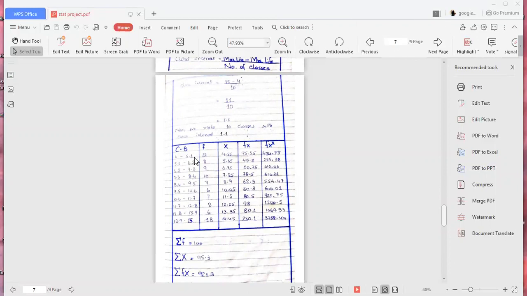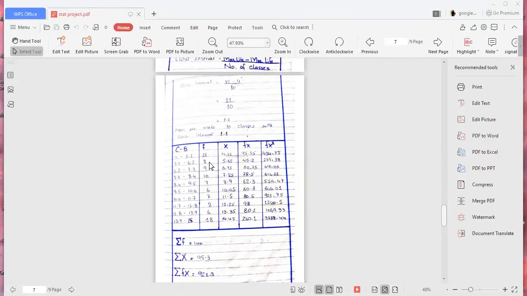First we make class boundaries, then frequency, then midpoint, then fx and fx square. For class boundaries, we take the minimum life, which is 4, and add the class interval 1.1 to give us 5.1. So the first class is 4 to 5.1. Similarly, 5.1 stays as it is, add 1.1, which is the class interval, it will give us 6.2. So similarly, you make all these 10 classes up to 15 because the maximum life is 15.